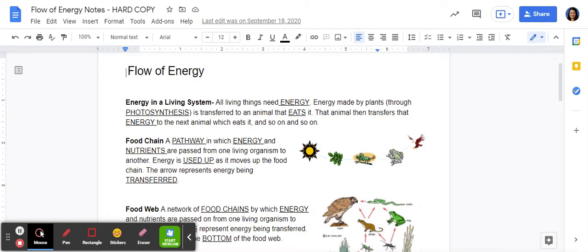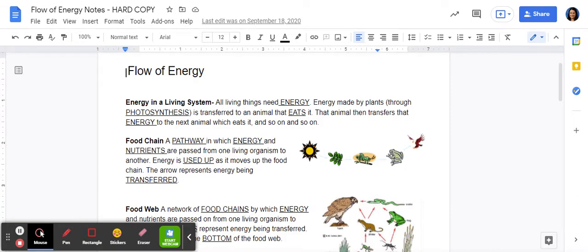Flow of energy notes. Energy in a living system. All living things need energy. Energy made by plants through photosynthesis is transferred to an animal that eats it. That animal then transfers that energy to the next animal which eats it, and so on and so on.